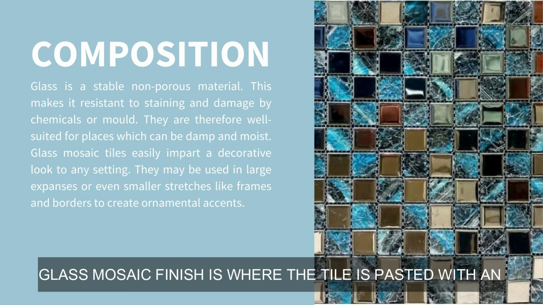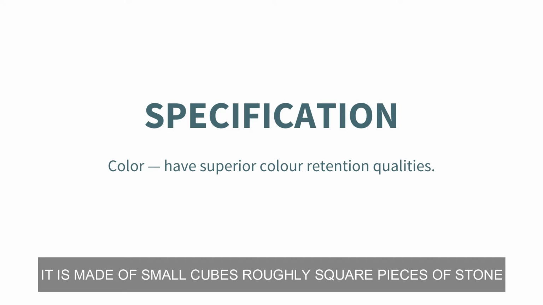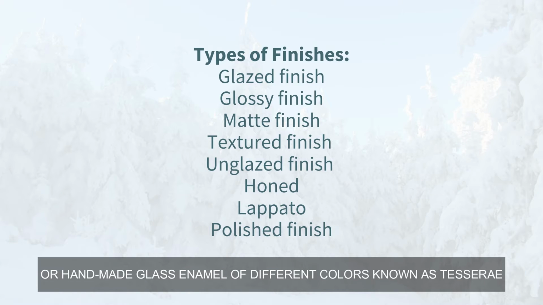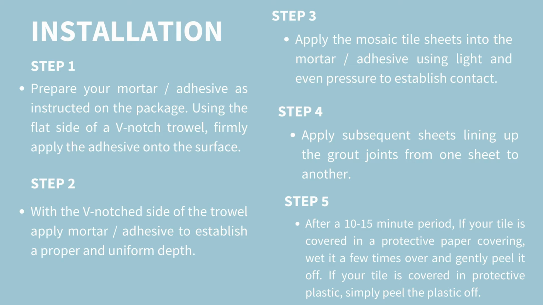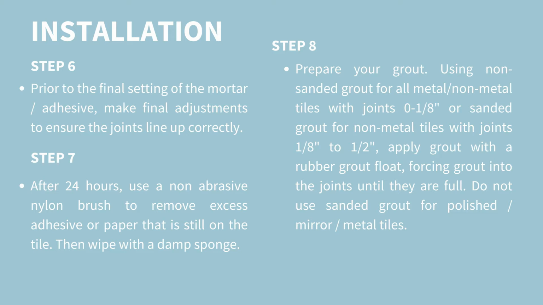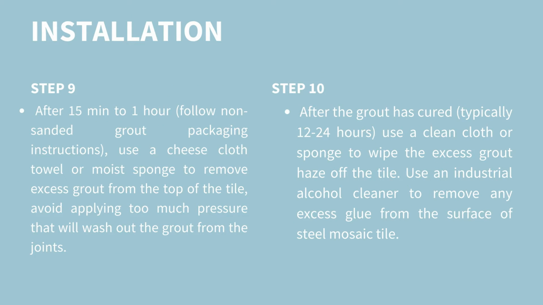Moving on, we have the glass mosaic finish. Glass mosaic finish is where the tile is pasted with an adhesive on wall surfaces. It is made of small cubes of roughly square pieces of stone or handmade glass enamel of different colors known as tesserae. Some of the earliest mosaics were made of natural pebbles, originally used to reinforce floors. This could also be pasted on curved surfaces. It is glamorous looking and a light-catching cast into ceramic which can transform any space. This kind of finish is commonly used in swimming pools or waterfalls.